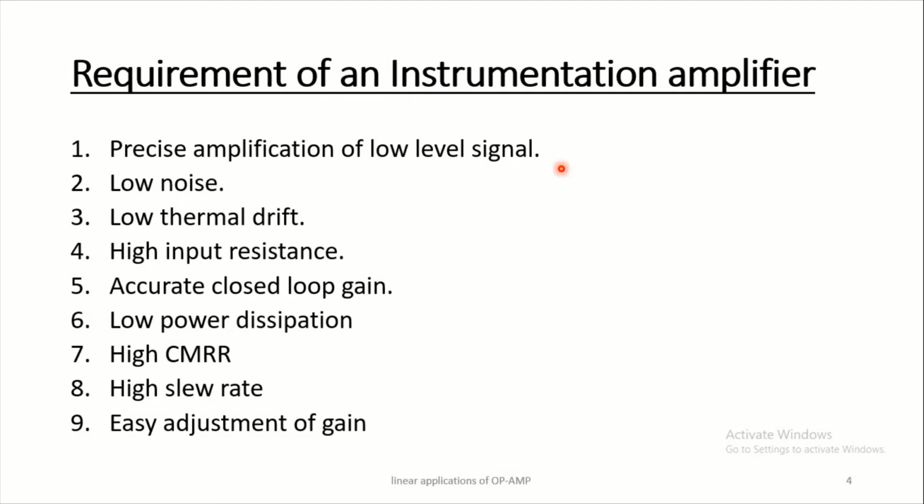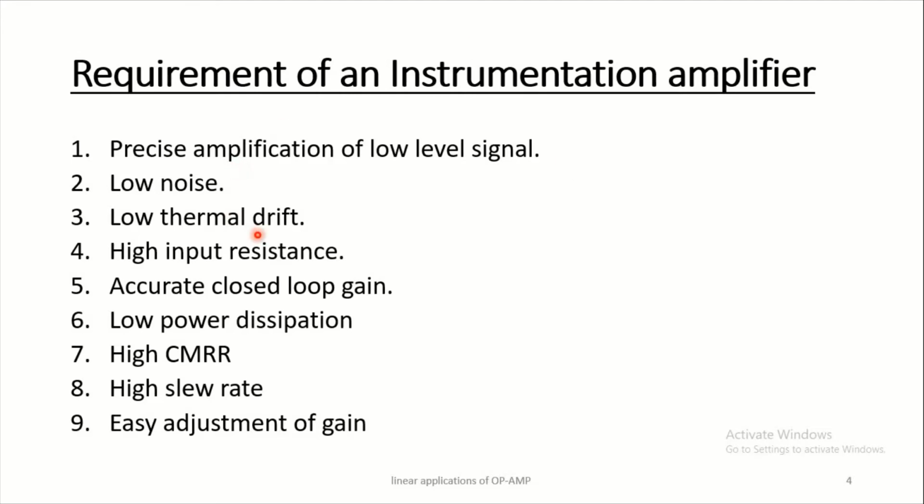The second is low noise. The noise introduced by an instrumentation amplifier should be as low as possible. The instrumentation amplifier is basically a differential amplifier, so it is capable of rejecting the noise at its input because it has a high CMRR. When instrumentation amplifiers are used in biomedical instruments, the requirement of low noise becomes very important because the input signal to the amplifier comes from the patient's body. Therefore, the noise should be as low as possible.